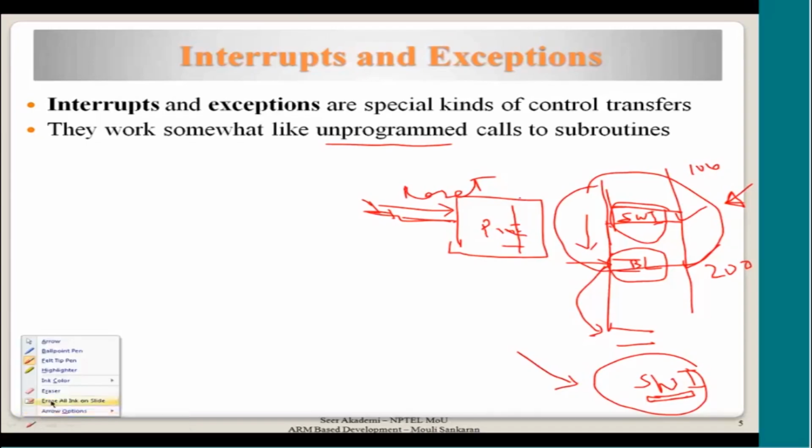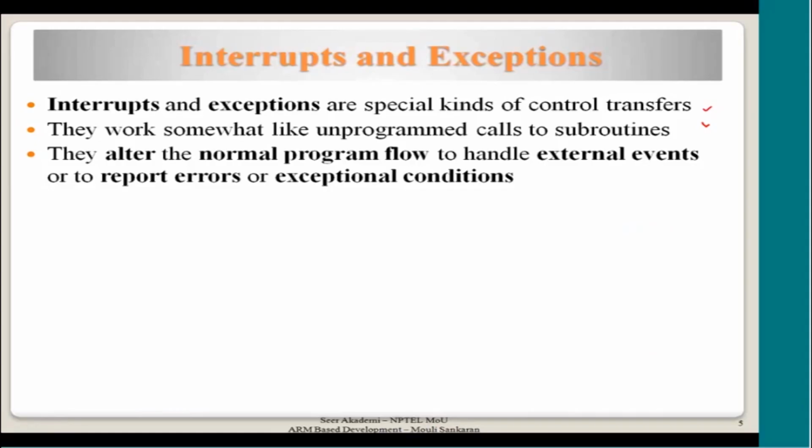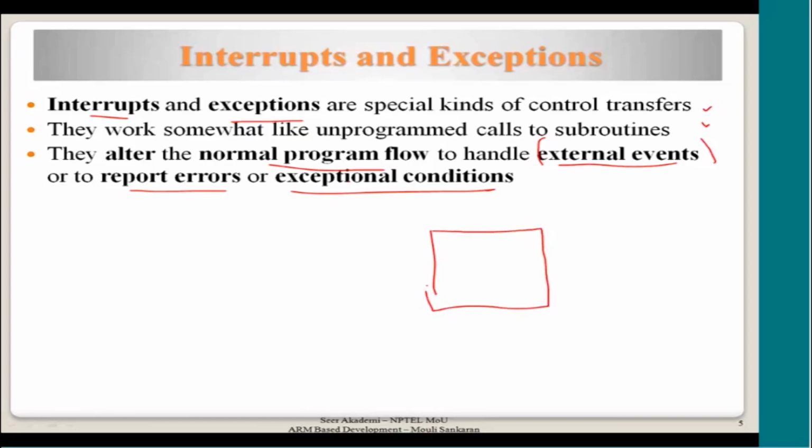So I hope these two are clear to you. Now the interrupts and exceptions alter the normal program flow to handle external events or to report errors or exceptional conditions. Let us see what I mean by external events. Let me give you a typical example where interrupts are used. You know that the ARM processor has two inputs. To refresh your memory, I talked about this sometime back when we talked about the processor. So the soft core of the CPU, ARM, has two inputs.